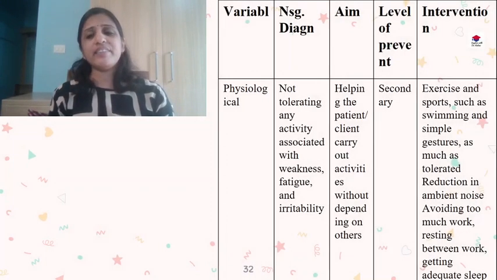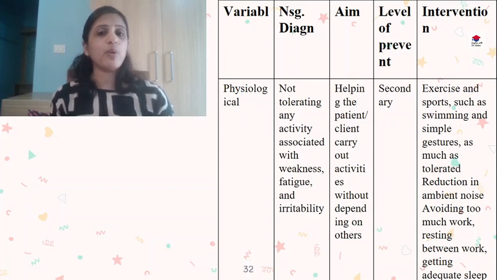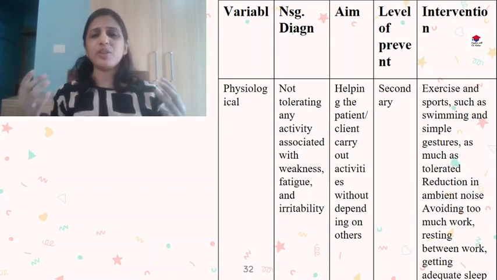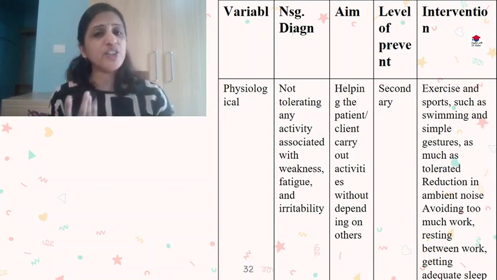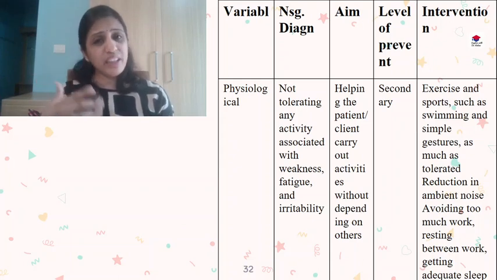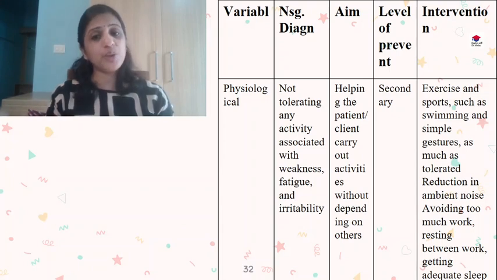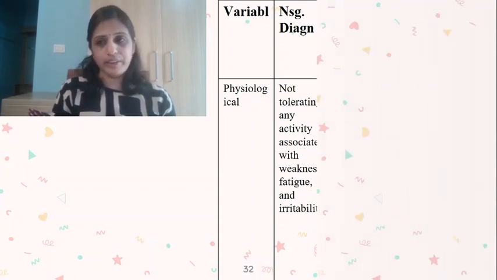Then the other interventions are helping the patient to engage in exercise and sports such as swimming, even simple gestures as tolerated, and reduction in ambient noise, because all these things will drain the energy of the patient and the patient will feel still more irritable. So avoid or reduce the ambient noise, avoid too much work, and tell the patient to rest in between the work and to get adequate sleep.